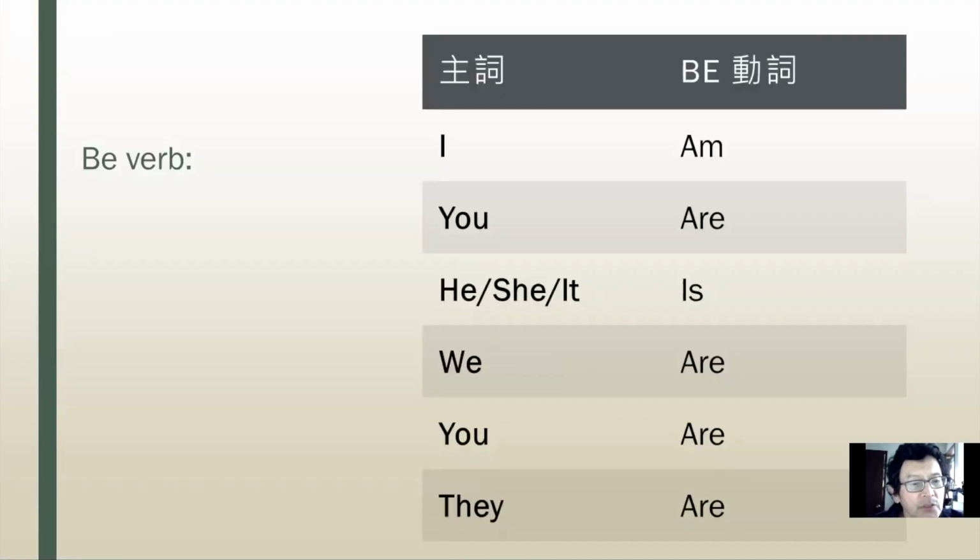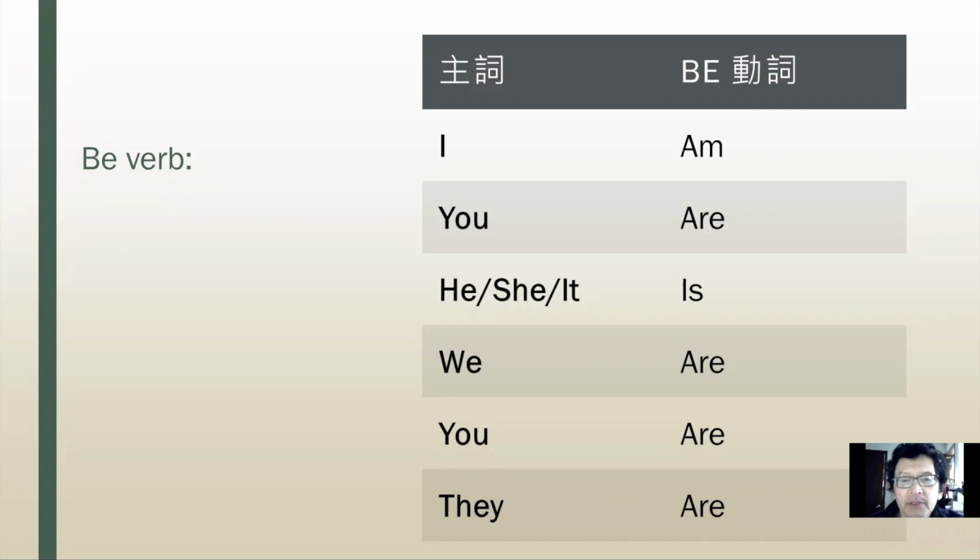An easy way to use the pronouns in a sentence is using the be verbs in English, where the be verbs are used to make simple sentences. It is like 是 in Chinese. 我是老师. I am a teacher. You are a student. He is not a teacher. We are happy. You are very happy. They are not happy.